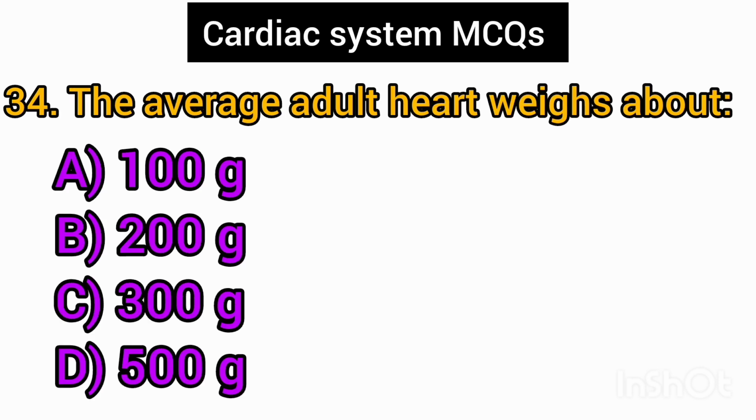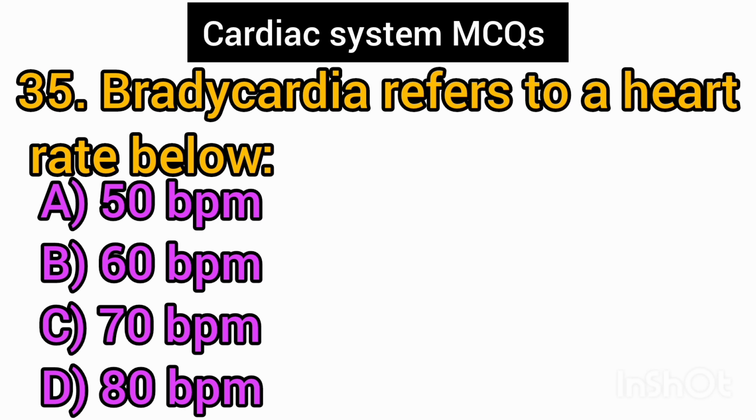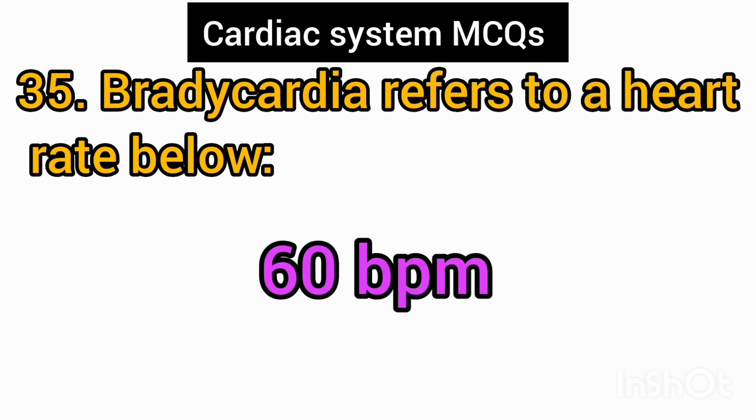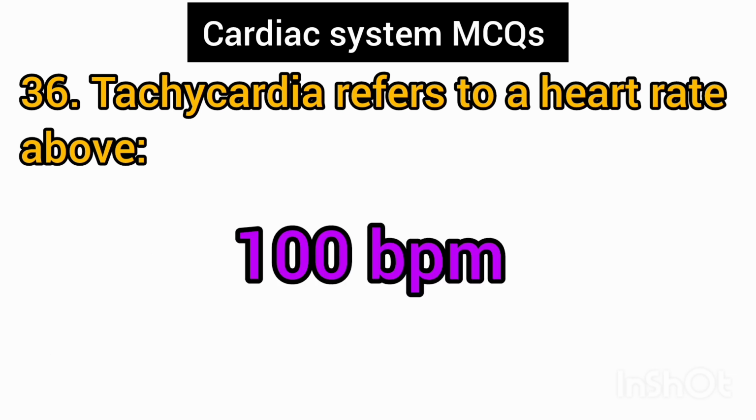The average adult heart weighs about 300 g. Bradycardia refers to a heart rate below 60 bpm. Tachycardia refers to a heart rate above 100 bpm.